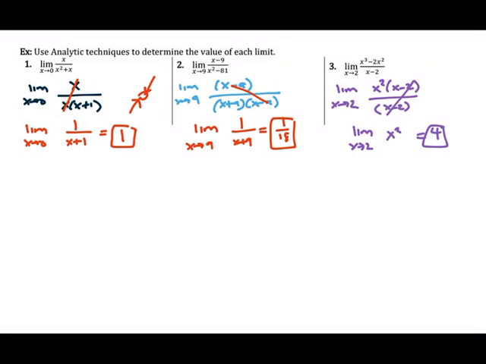So again, your first step should always be to attempt to use direct substitution. If that doesn't work because it results in indeterminate form, then you're going to see if you can factor. But what happens if you can't factor? That leads us to our next approach, which is using conjugates.